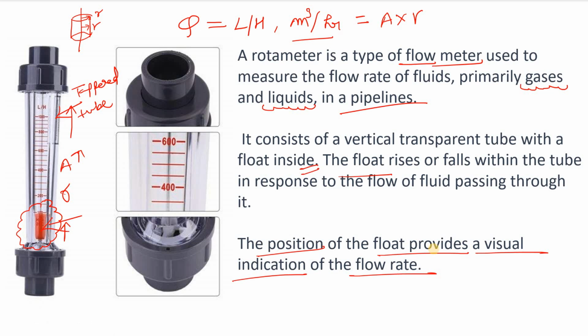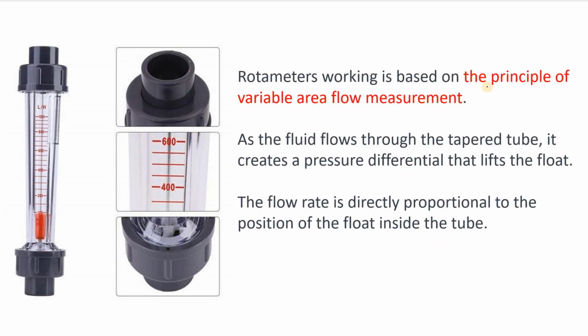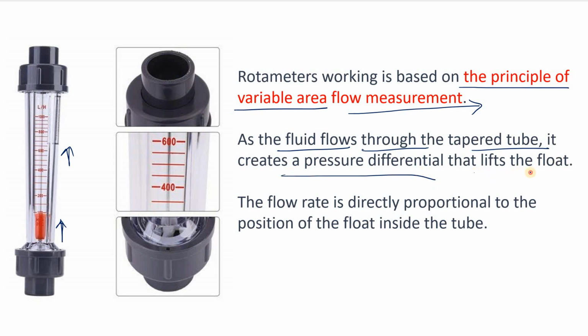Now if I talk about the working of the rotameter, the working depends on the principle of variable area flow measurement. As I told you earlier, if you go from bottom to top, your area increases, right? As the area increases, obviously your flow will increase. So the working principle of the rotameter is based on variable area flow measurement, right? As the fluid flows through the tapered tube, it creates a pressure differential that lifts the float.